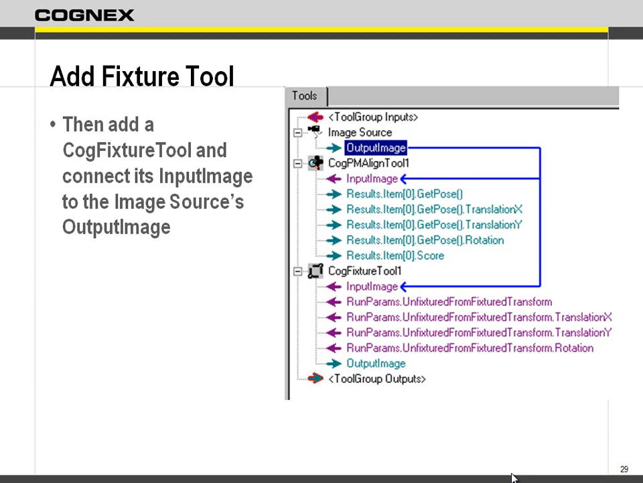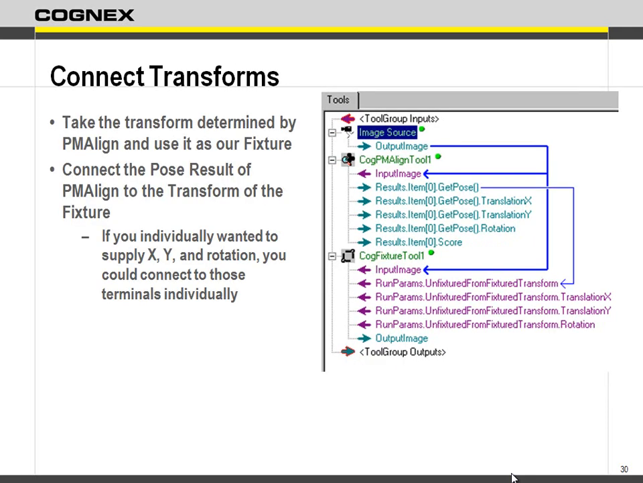Right, that's how they're kind of knowing the relationship. Same image is coming into it. So they're like, yeah, we see the image. I understand the transform coming in. I understand the pixels coming in. Then what I want to do is I want to take the pose from it, and it will take whatever the first pose, so the highest score. I'm going to take the pose and feed it right to the transform. So it's going to take that X, Y, and rotation from my PatMax tool and feed it right into the fixture tool. So as my part rotates, the fixture tool will rotate accordingly to it.